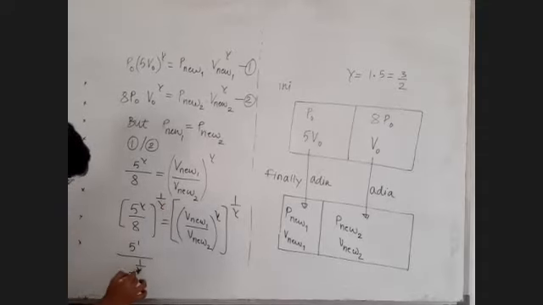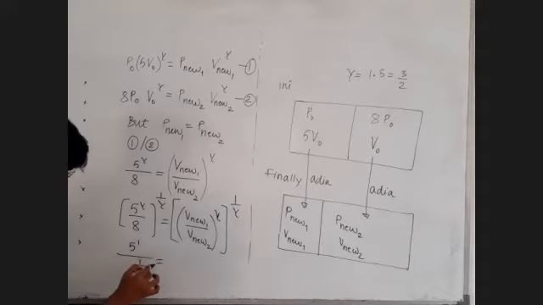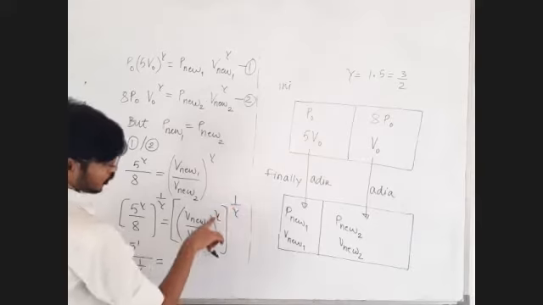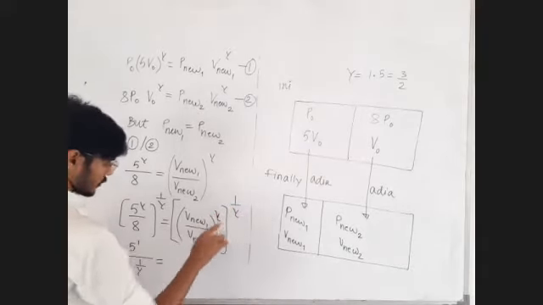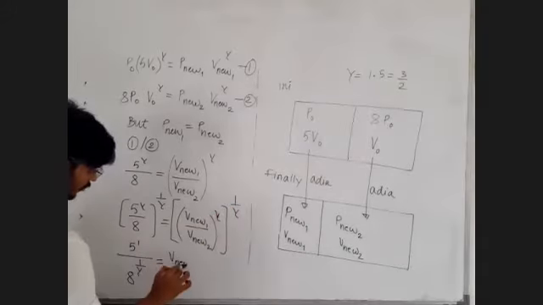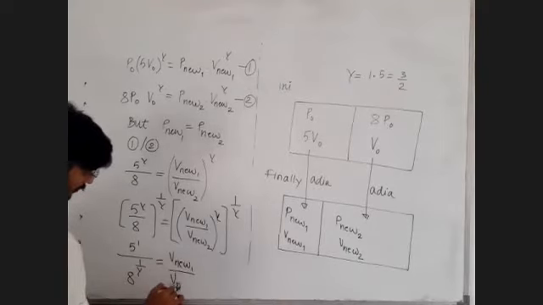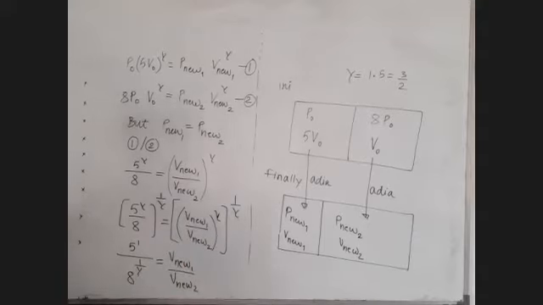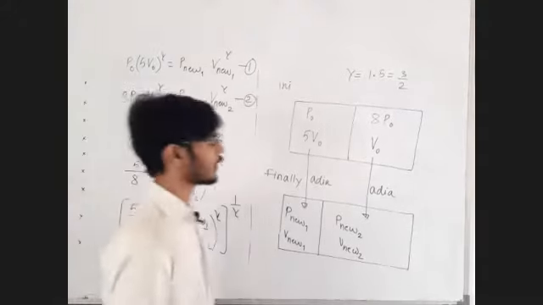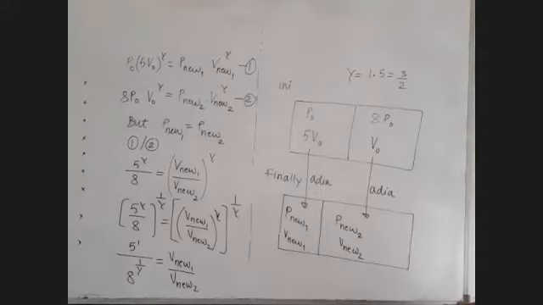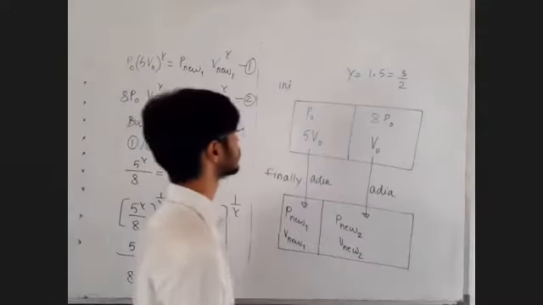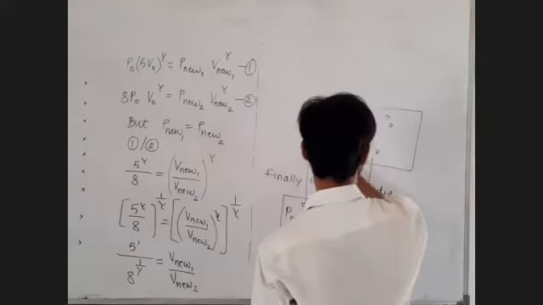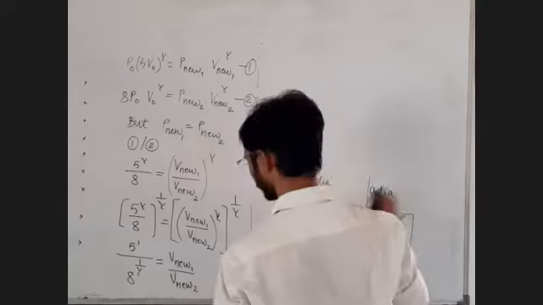8 raised to 1 by gamma as it is equal to V new 1 divided by V new 2 raised to 1 upon index of index is multiplication of index. So gamma into 1 by gamma is 1. So here we get V new 1 divided by V new 2, and now we get rid of gamma. Now we will put the value of gamma as 3 by 2, and then we'll see what equation we get.